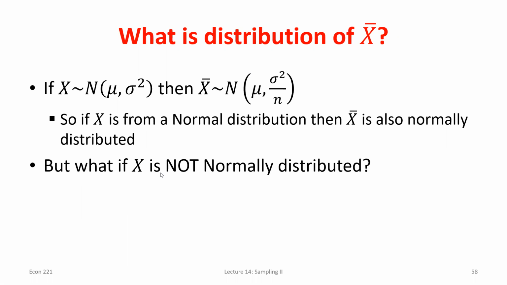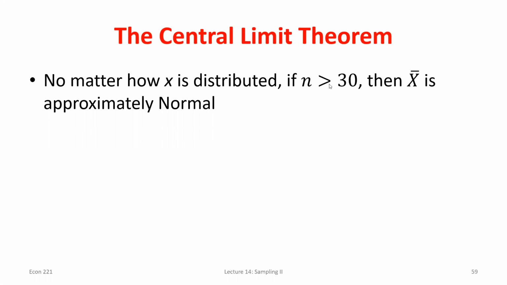But what happens if that original variable x isn't normally distributed? Then what's going to be true about the distribution of my sample means? Well, as long as we take a sample size over 30, the central limit theorem lets us know that even if the original variable you started out sampling from doesn't have a normal distribution, your sample means will be normally distributed if you can take a sample size over 30, okay?